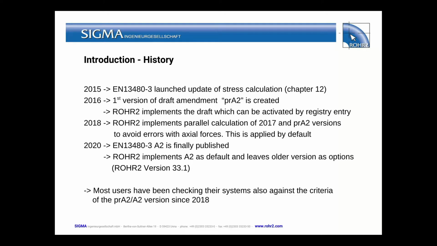Now, at the end of 2020, the EN 13480 A2 was finally published, and ROHR2 implements this amendment A2 as default and leaves the old version as an option, starting from ROHR2 version 33.1. So, as a small summary, most users have already been checking their system against the criteria of PRA2, or now A2, since 2018, two years before it actually became a code.